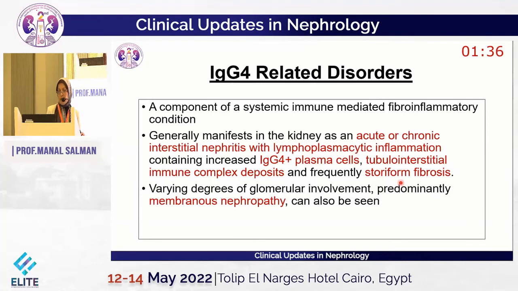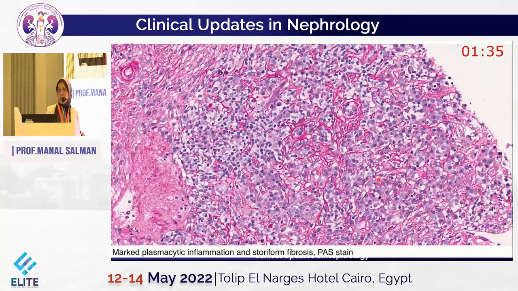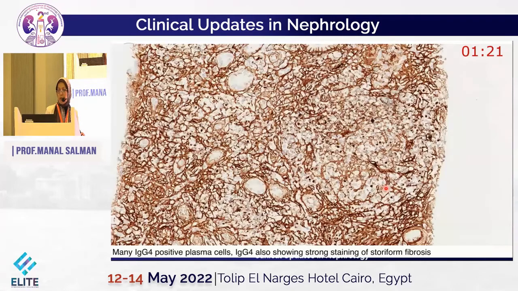of membranous glomerulonephritis. This is a figure showing the dense inflammatory infiltrate that is rich in plasma cells with these cartwheel nuclei. And here we stain with PAS to highlight this storiform fibrosis. Of course, we cannot sign this unless we do immunohistochemistry to confirm the diagnosis. This is immunoglobulin G4 that stains the storiform fibrosis and many of these plasma cells infiltrating the lesion.